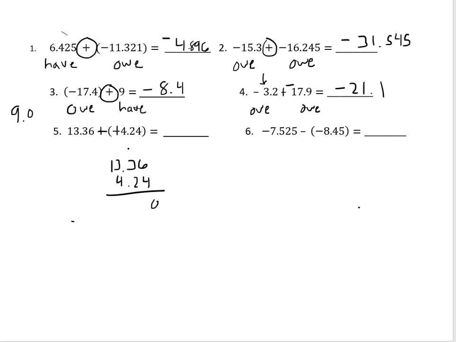6 plus 4 is 10. 1 plus 3 plus 2, that gives us 6. 3 plus 4 is 7, so 17.60 positive. Okay, the last one is a subtraction problem.